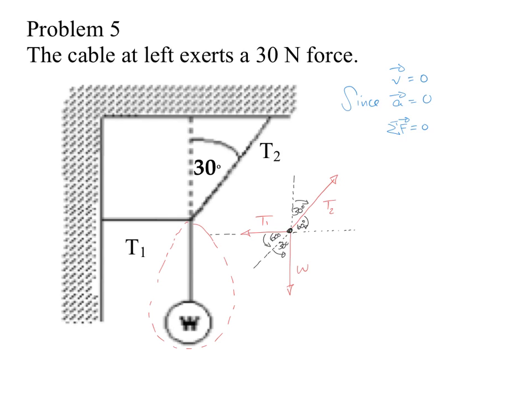So now I'll copy my vectors and make them add to 0, right? So there goes my T2, there's my weight, and there's my T1. Notice I'm taking extra care to make sure each vector is in its correct direction, so that I can check with my picture, my force diagram, my vector sum diagram. Those all agree with one another. So that's an easy way to check your work.